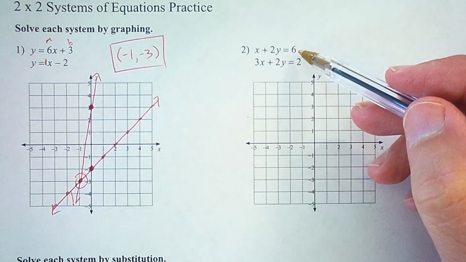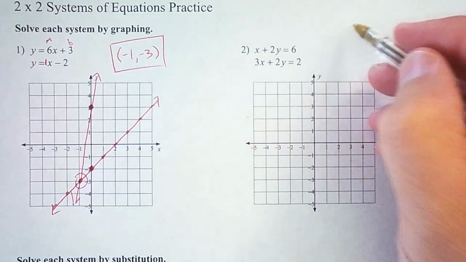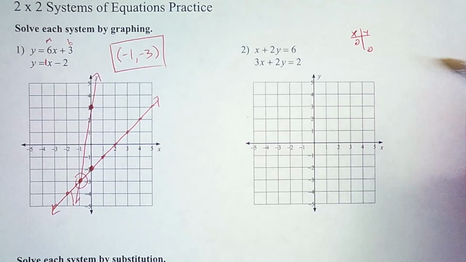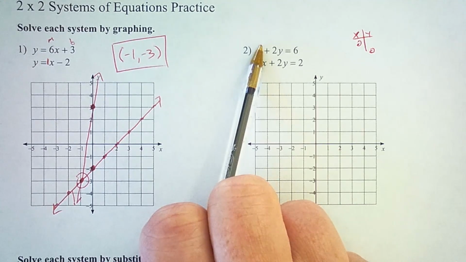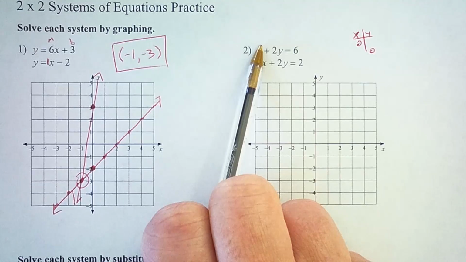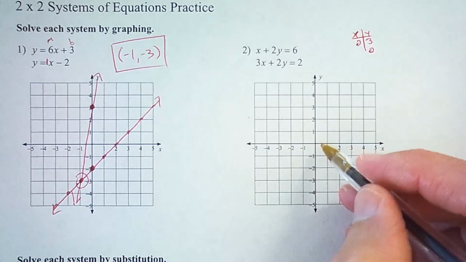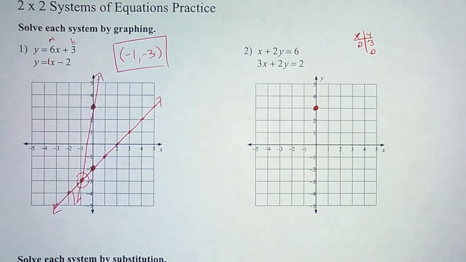Here I've got two lines in standard form instead of slope-intercept, and I'm going to make a t-chart for each one and use that to find the x and y intercepts. So I'll put in a 0 for x, and when I put in a 0 for x in this first line, it basically just goes away, and I've got 2y equals 6, and then I can divide by 2. 6 divided by 2 is 3, so when x is 0, y is 3, so (0, 3), that's the y-intercept.